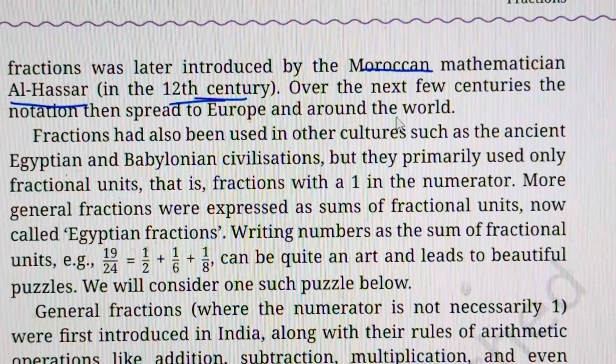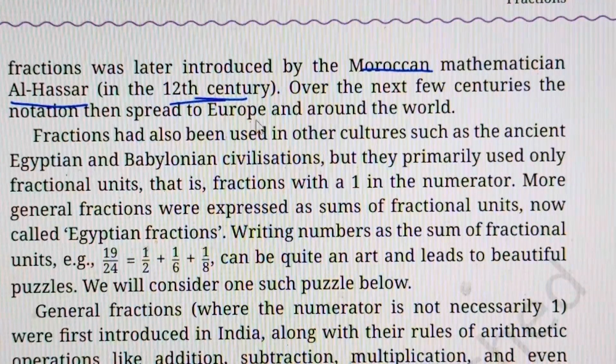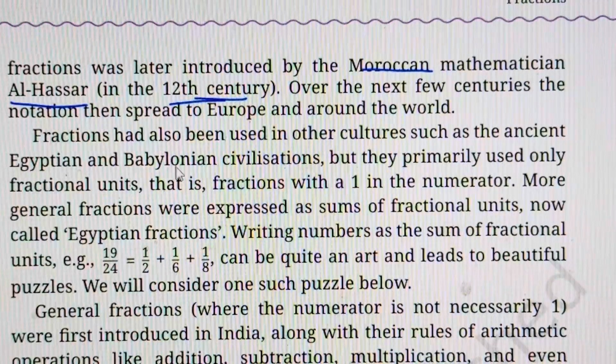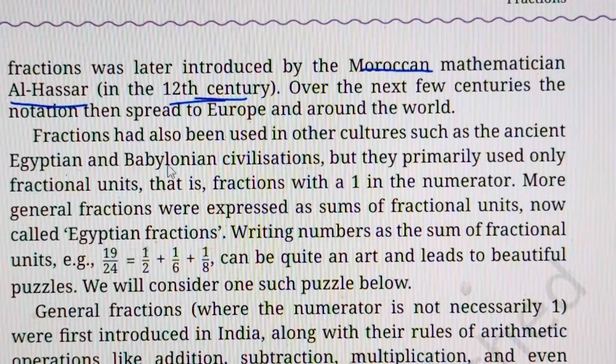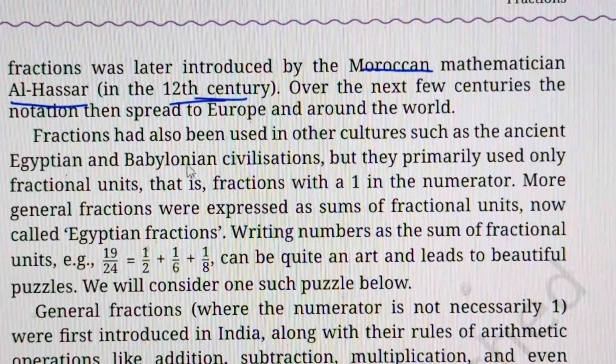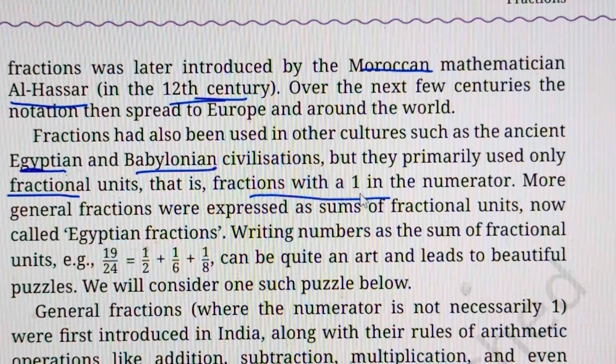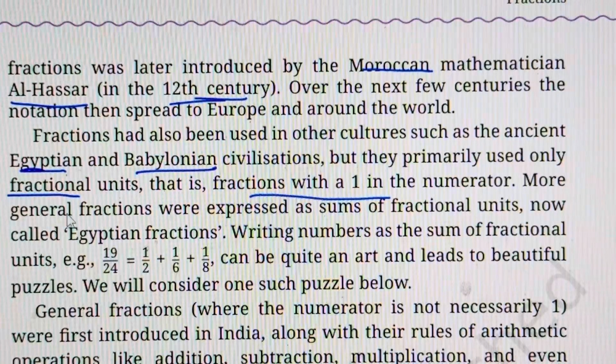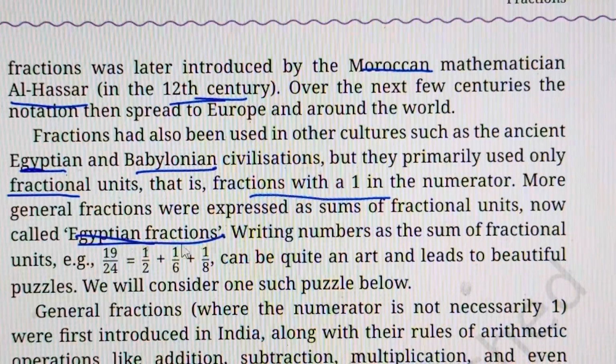Over the next few centuries, the notation then spread to Europe and around the world, and people started using this way of writing fractions. Now, fractions had also been used in other cultures such as the Egyptian and Babylonian civilizations, but they primarily used only fractional units, that is, fractions with a 1 in the numerator. More general fractions were expressed as a sum of fractional units. They are called Egyptian fractions.